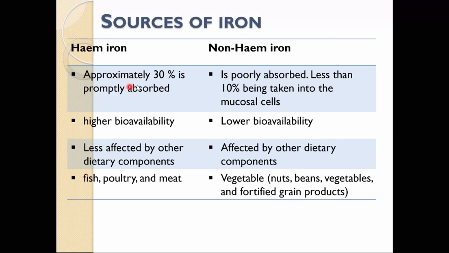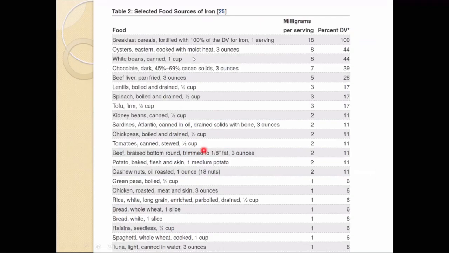So sources of iron, you know that there's heme iron and non-heme iron. Heme iron is better absorbed than non-heme iron, and only less than 10% of non-heme iron is absorbed from the mucosal cells. Heme iron is less affected by other dietary components as opposed to non-heme iron, and there are different sources. And now a lot of the cereals, etc., are fortified, and that can give about 100% of the daily requirement if consumed in adequate amounts, right?